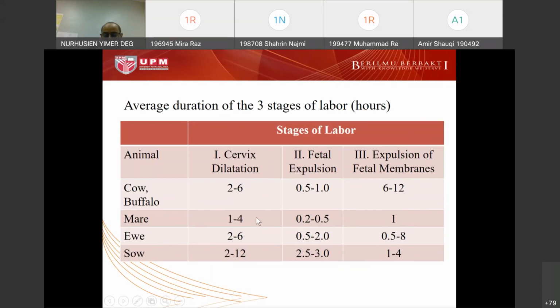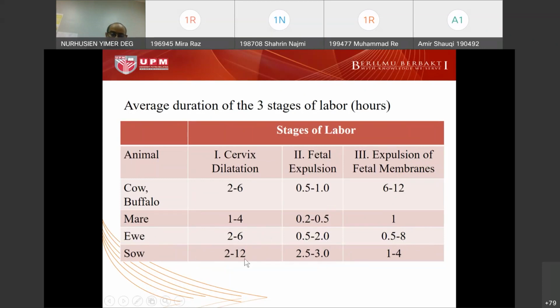In small ruminants, like in ewes, you expect around 6 hours, similar to what we see in cows. And the same is true for fetal expulsion. It may take up to 2 hours, a little bit longer. And basically remember that these animals are polytocous. So we may have more than one fetus, so the time can be longer, and that is realistic. Expulsion of the fetal membranes is expected to happen within 8 hours.